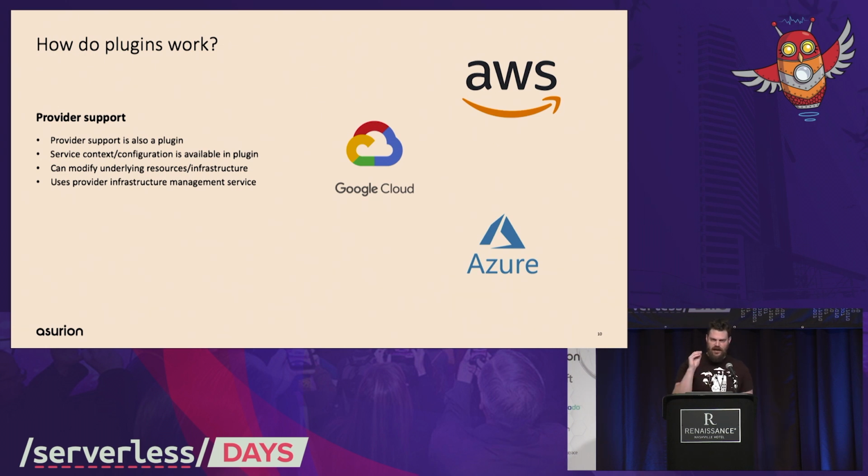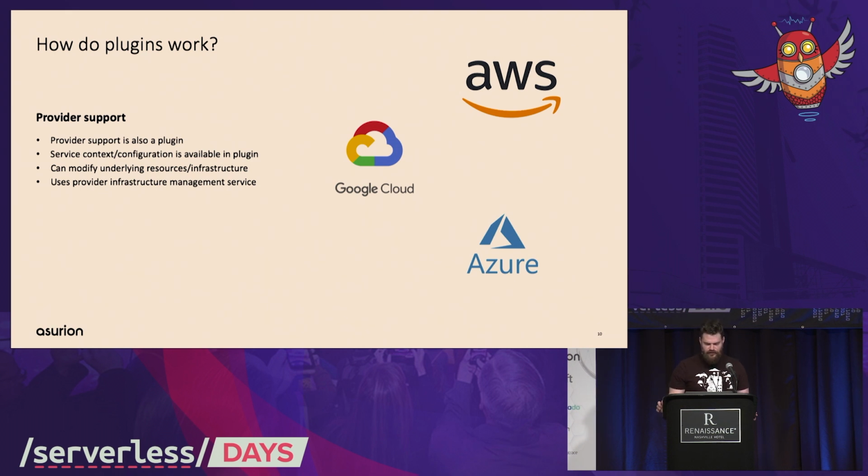So you can say, I want this service to be deployed on AWS, and it's going to use all the AWS functionality that's in the core framework, or you can say Azure or Google Cloud, and then it will pull in that provider's plugin in order to run all the deploy and package steps. And this works exactly the same way as any other plugin. It listens to the lifecycle hooks and performs actions based on that.